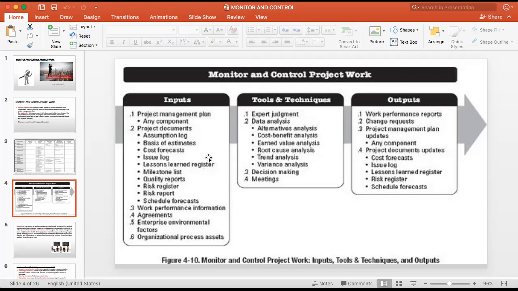So anything can be changed. Your risk, there will be some new risks, or sometimes you will remove that risk, because if you have the reserves, sometimes you can remove the risks. So likewise, you can consider all these things and update your project documents. So in a nutshell, this is the concept of monitoring and controlling project work. Now we'll go by this literature and understand in detail.